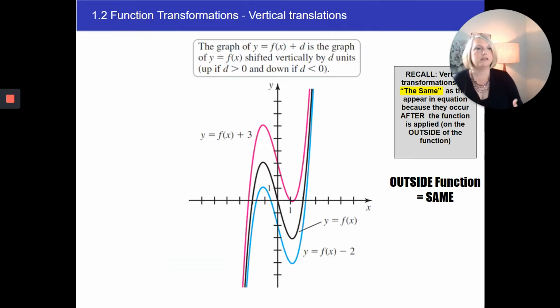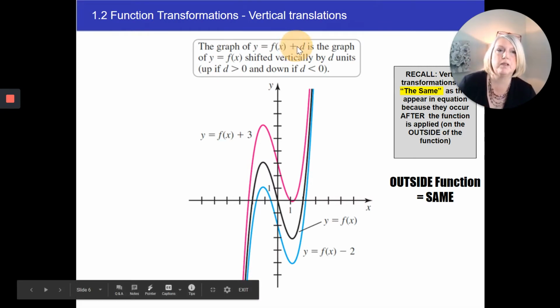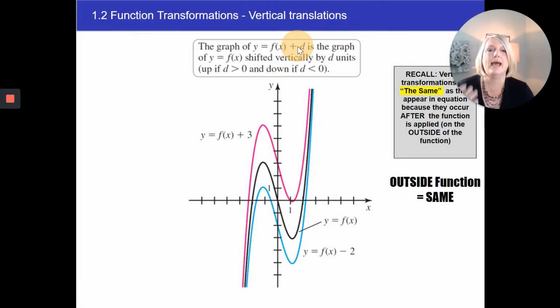Here is the basic. We're going to do these one by one first, and then we'll put them together. In this one, we've got this plus d on the end, and d is a coefficient. It's just a number that's being added outside the function. Recall that vertical transformations are the same as what appears in the equation because it happens after the function. You graph the function f of x and you shift it up d. You just add d. If d is positive, it goes up, and if d is negative, it goes down. So that is our vertical translation.